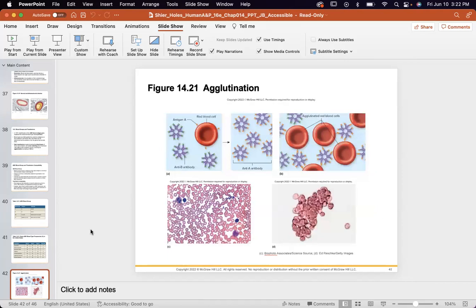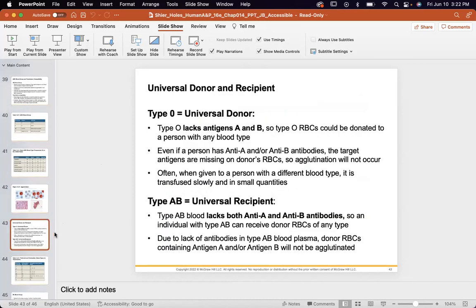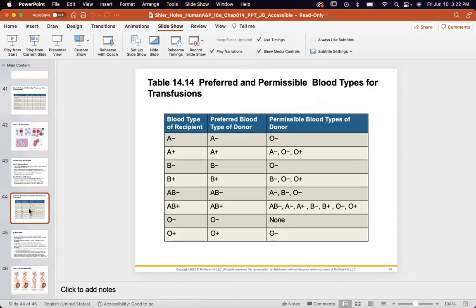Now, when there is an immune response, meaning, let's say, for example, antigen and antibody meet. Well, if antigen and antibody meet, guess what's going to happen? A fight, clumping. And that clumping is called agglutination. That's an immune response and it's something that I don't want. Type O, universal donor. Type AB, universal recipient. And here are the permissible blood types. Right, we'll talk more about that.